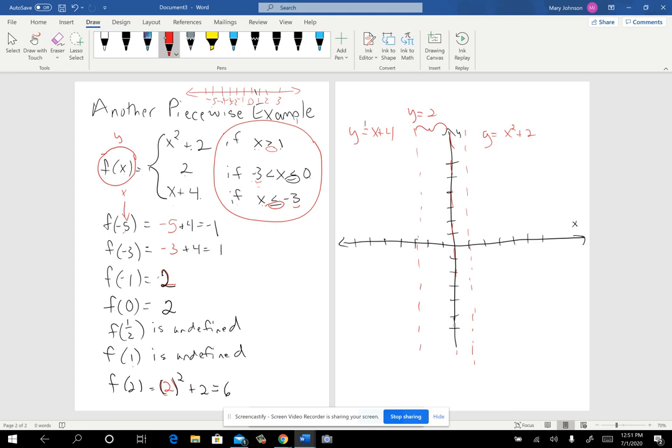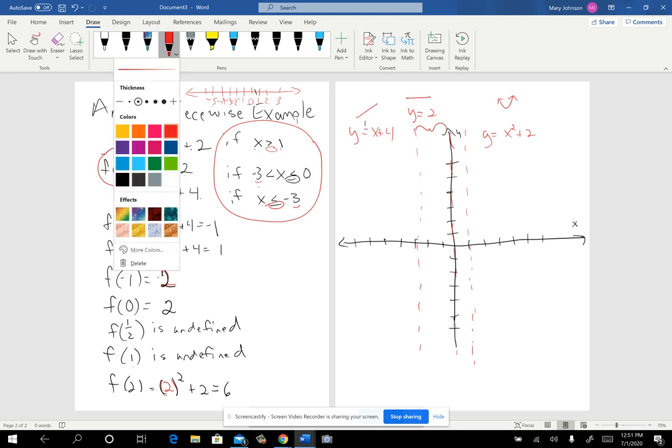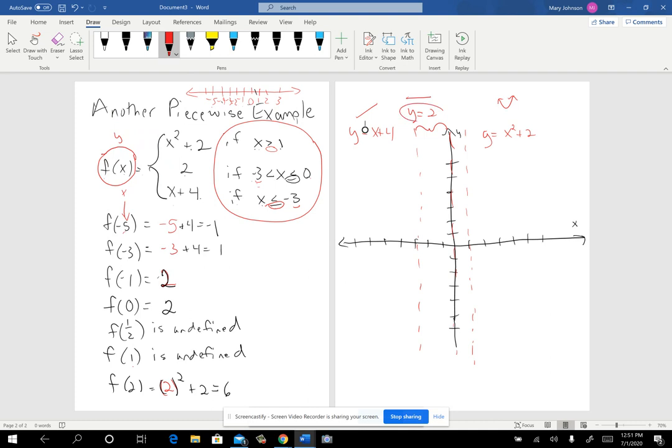And y equals x plus 4 is a line. So is y equal 2, but it's a horizontal line. And then y equals x squared is a parabola. So I kind of have that in the back of my mind. And now I'm going to put some points on my graph to try to be able to sketch what should be happening. Okay, so I'm going to do the easiest one first for me, which is y equal 2.